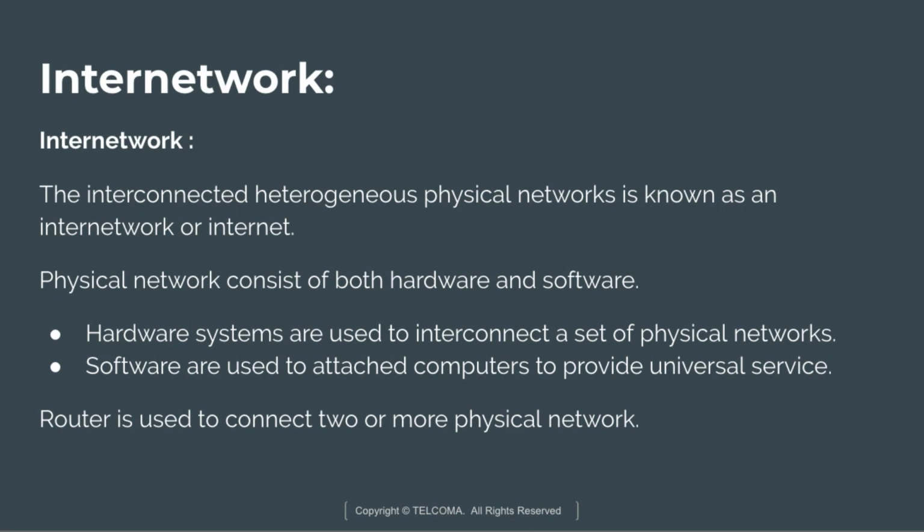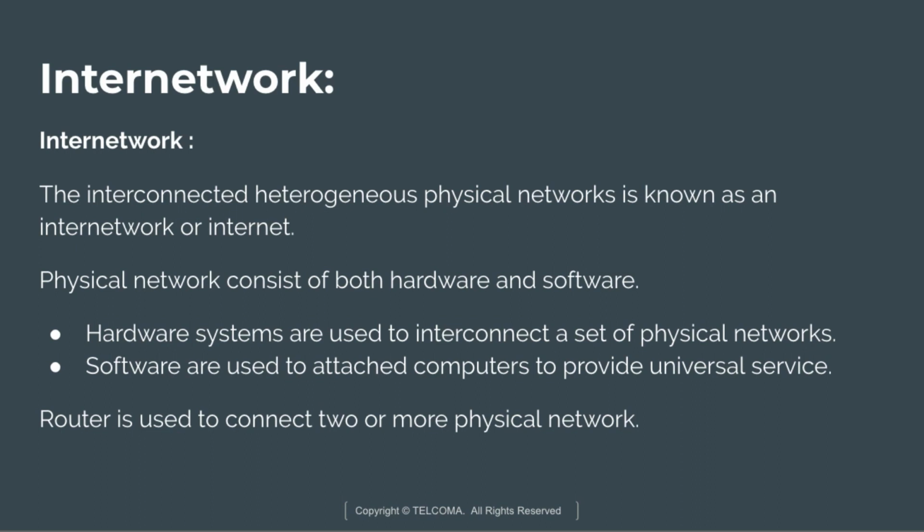Here the interconnected heterogeneous physical network is known as an internetwork, also known as internet. When various heterogeneous physical networks are interconnected, they form the internetwork or the internet. Here the physical network consists of both hardware and software. Further, the hardware systems are used to interconnect a set of physical networks, whereas the software is used to attach computers to provide the universal services.